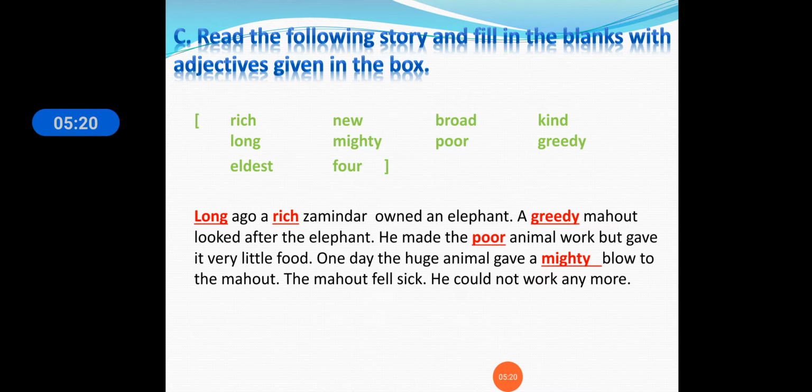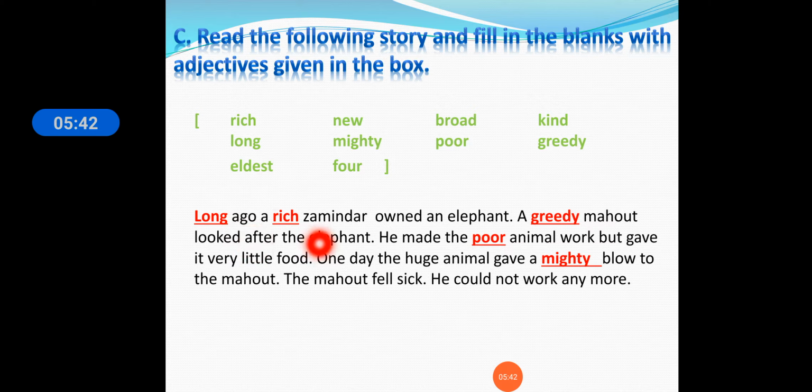Now, let us go with the third exercise. C. Read the following story and fill in the blanks with adjectives given in the box. So, you have to read the story and you have to put the adjective words in the blanks. Okay. So, here it is.